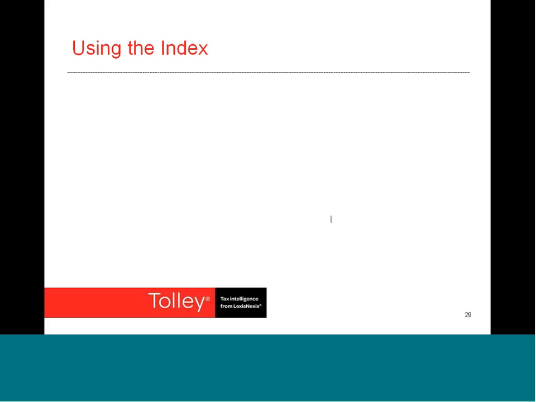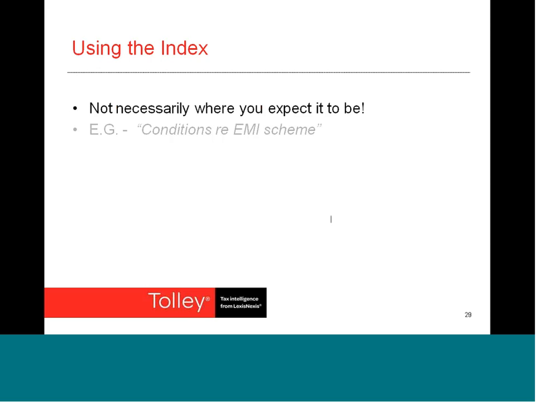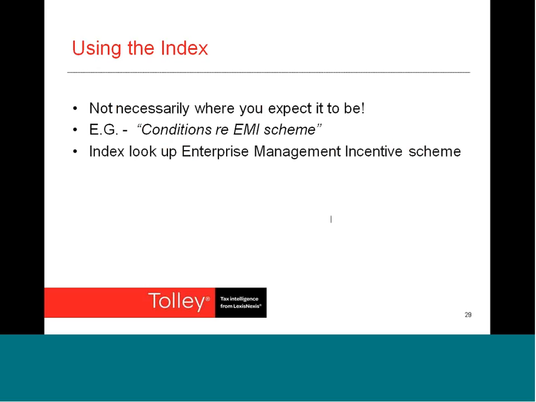But I think you'll find the main index is not very, very helpful, and things are not necessarily where you might expect them to be. So I'll give you an example of this. Let's say I need to look up conditions for an EMI scheme. Now, I look it up in the main index. I look up Enterprise Management Incentive Scheme. It isn't there.